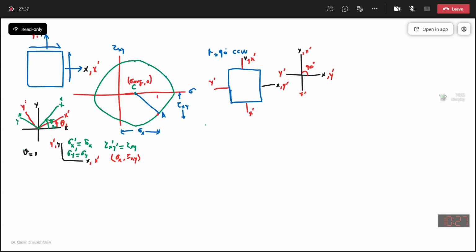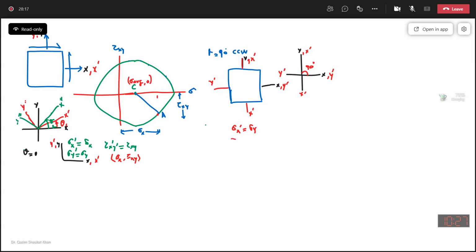Yes, sir. Okay. Now in this case, what will happen? Sigma x dash will become what? Now you can see sigma x was here. Now sigma x dash is along this axis. So this is equal to sigma y. Sigma x dash is equal to sigma y.